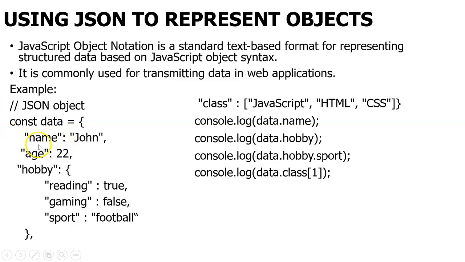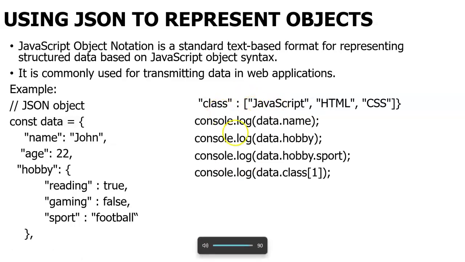Now see, I have assigned name equal to John, age equal to 20. For hobby, I can have multiple hobbies. Again, I am creating another object with curly braces, and I am putting reading colon true, gaming colon false, sport colon football, and I am closing that. Next, as an array, I am passing the values JavaScript, HTML, and CSS.